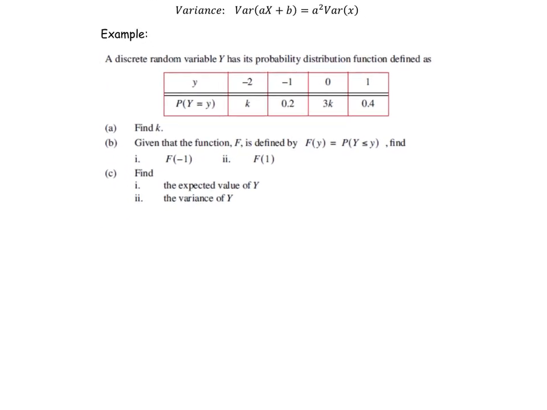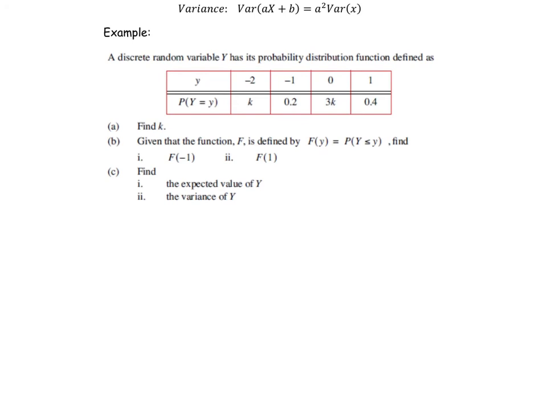Okay, example given here. A discrete random variable y has its probability distribution function given below. We can see that there are 4 possible outcomes: -2, -1, 0, and 1. Part A asks for finding k. Well, we know that each of the probabilities summed should be 1. So I get 4k plus 0.6 is equal to 1. Therefore, 4k is equal to 0.4. Thus, k is equal to 0.1.